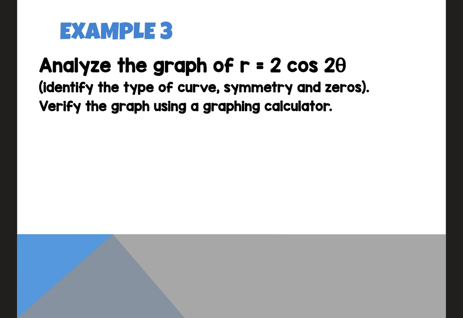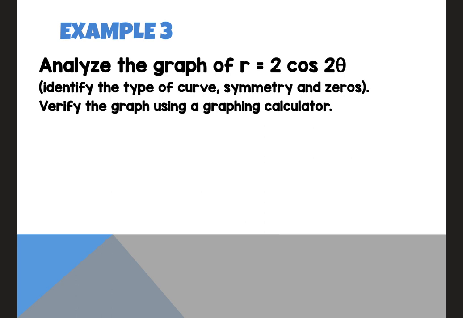We're going to go to the rose and then we'll come back. So example 3. Analyze the graph of r equals 2 cosine 2 theta. Identify the type of curve, the symmetry, the zeros, and then verify using a graphing calculator. So we'll check this at the end.